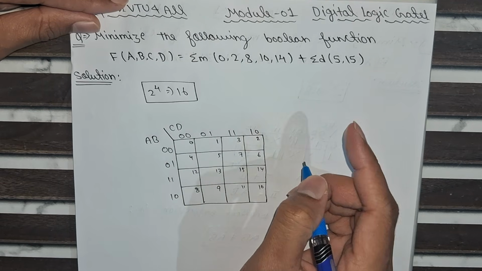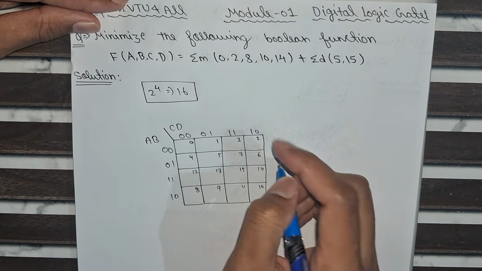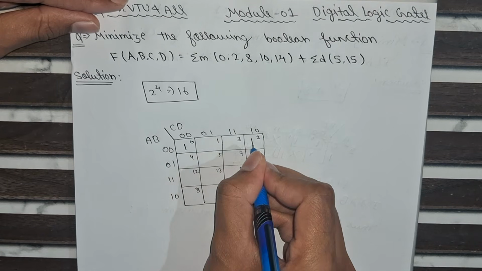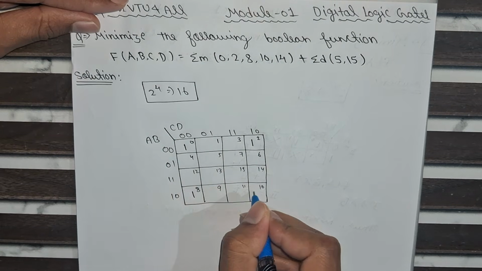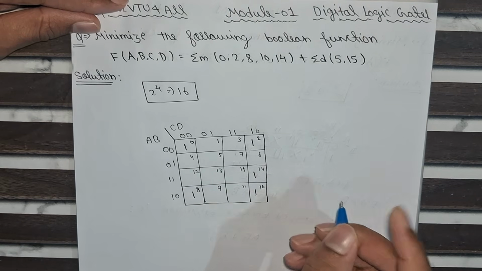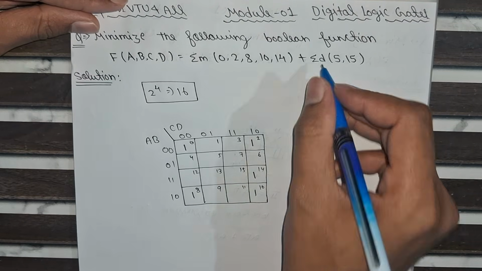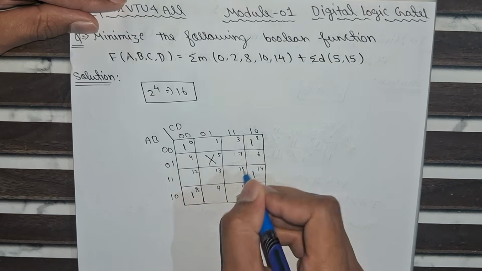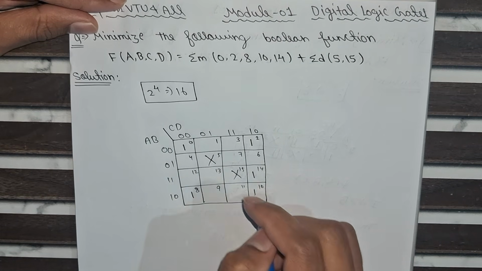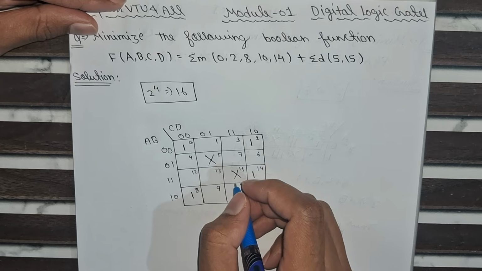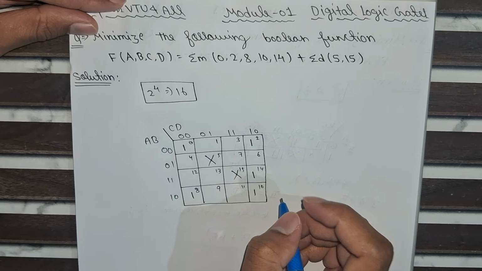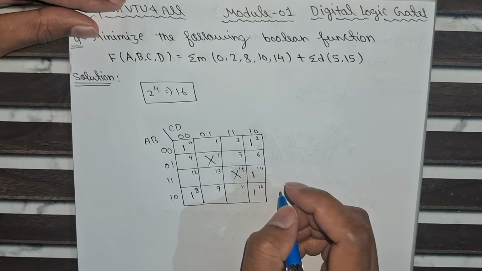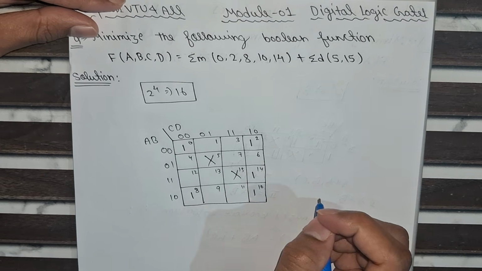Now we will move to step 2, in which we will mark the minterms. So here the 1s are at 0, 2, 8, 10 and 14. And again the don't care values given here are 5 and 15. So we will mark these 5 and 15. We only use these don't care values when it is needed for making the maximum number of groups, or else if any group is missing. So now we have marked the minterms and the don't care values.